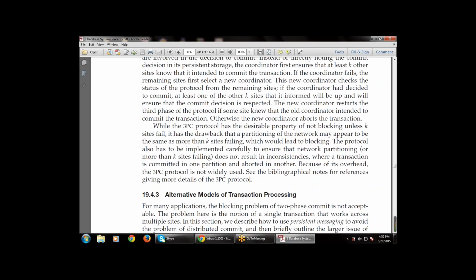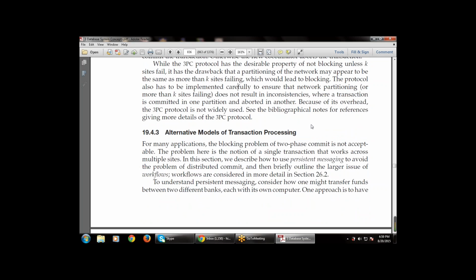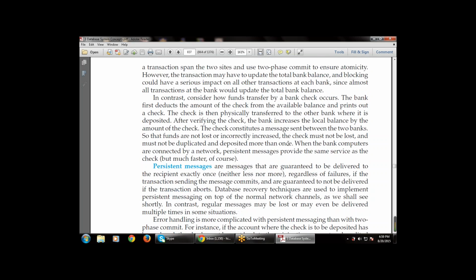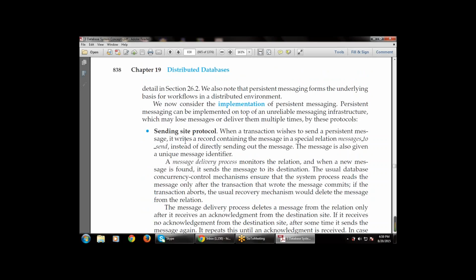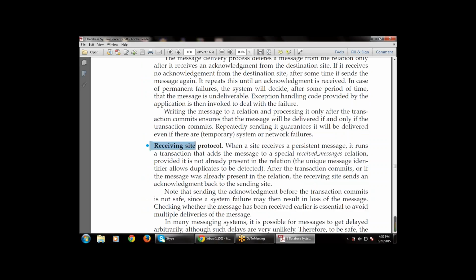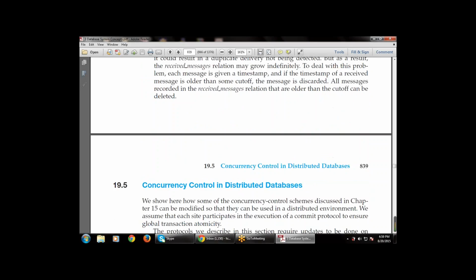Then next: what are the alternative models, the alternative methods of transaction processing? There are multiple methods used, that is, persistent messages, and various applications, and how to implement them using the sending side protocol, then the receiving side protocol, that is, the protocol used at the receiving end.